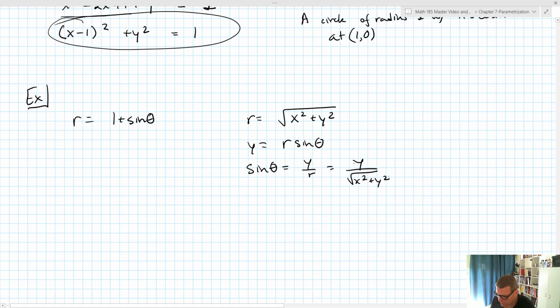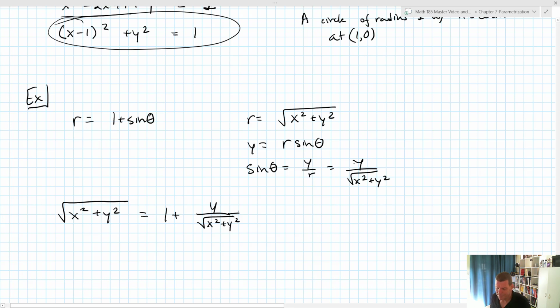So now, I plug that back in, I'm going to get the square root of x squared plus y squared equals 1 plus y over the square root of x squared plus y squared. Now this is a heck of a lot harder than the last one, at least algebraically. But first make sure that you're like, okay, I can see the substitution. Not so bad, not so terrible. Okay?